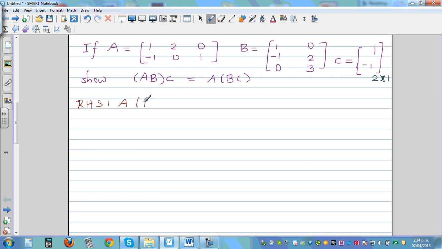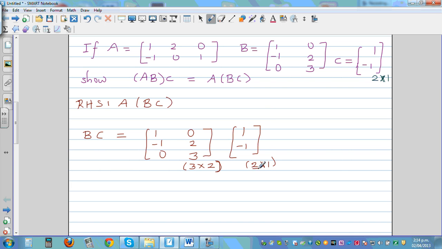A times BC. So let me first find BC. What is B? Which is 1, negative 1, 0, 0, 2, 3. A good practice is to write the dimension. You've got three rows and two columns, so this is a 3 by 2 matrix. And you have to multiply it by C, which is 1, negative 1, a 2 by 1 matrix.